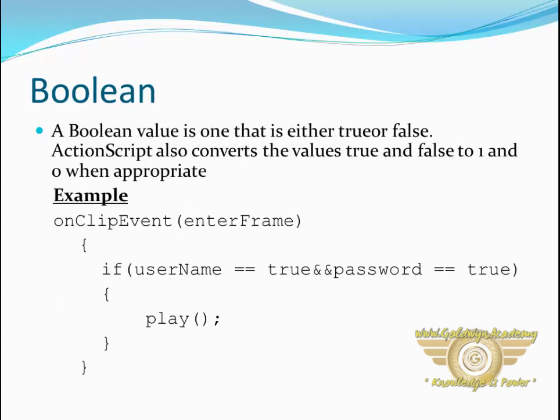Boolean. A Boolean value is one that is either true or false. ActionScript also converts Boolean values true and false to 1 and 0 when appropriate.